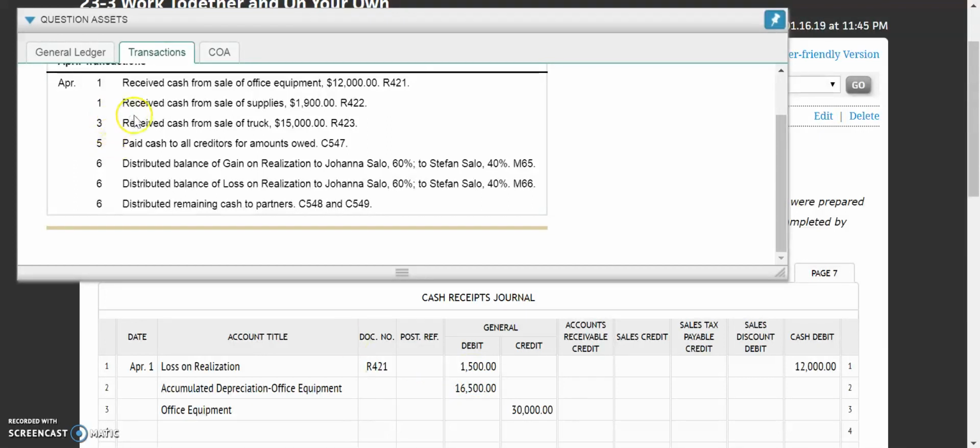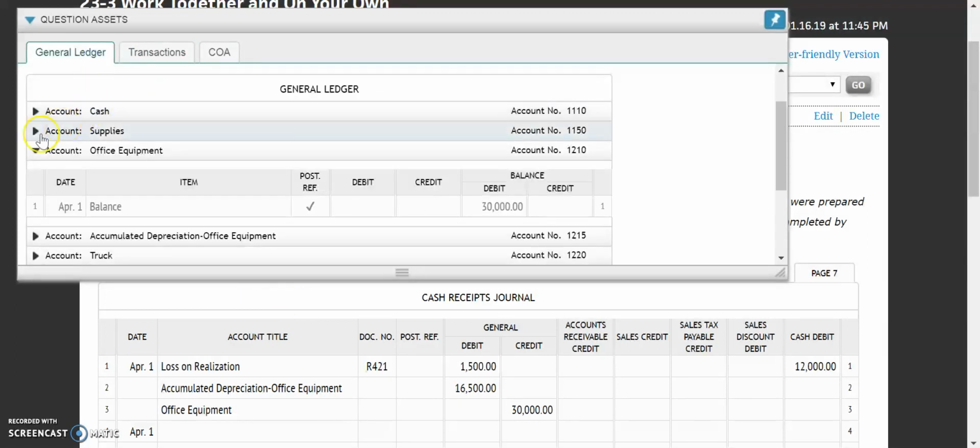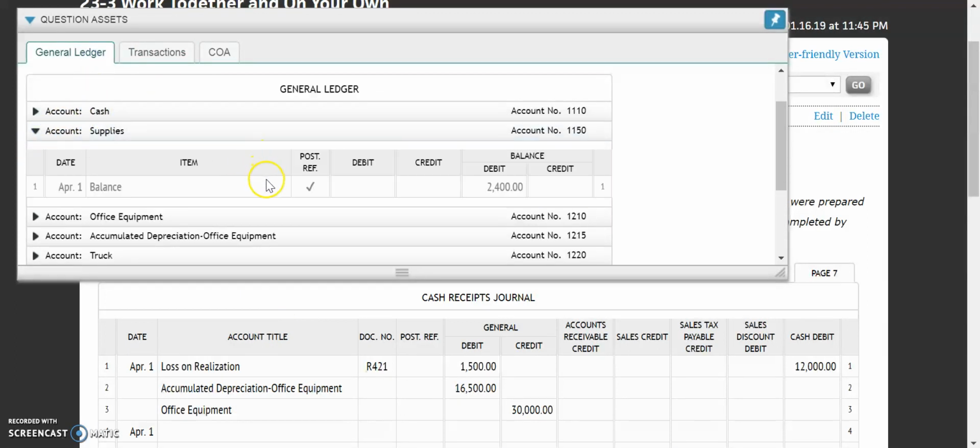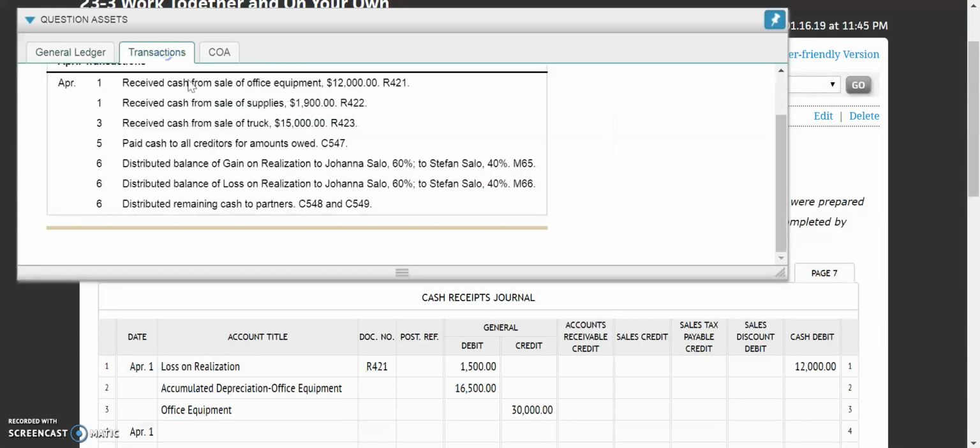So our second transaction is on April 1st. We received cash from the sale of supplies. So on this one, we're going to put April 1st. And let's go see how much the balance was in our supplies account. So if we look at our supplies account right now, it says that we have a debit balance of $2,400. And if we look at our transaction, it says that we only received $1,900.